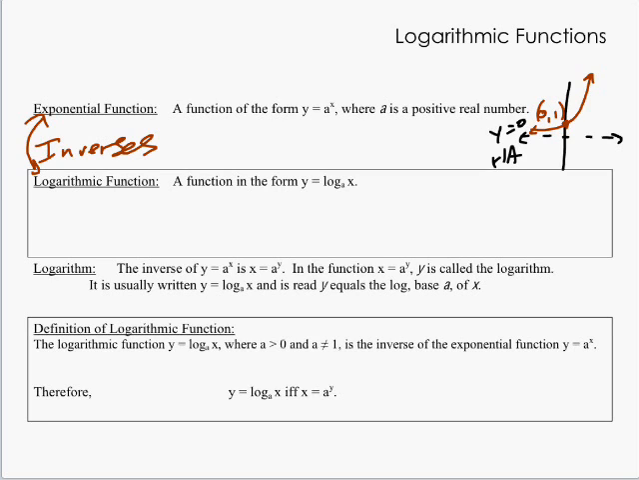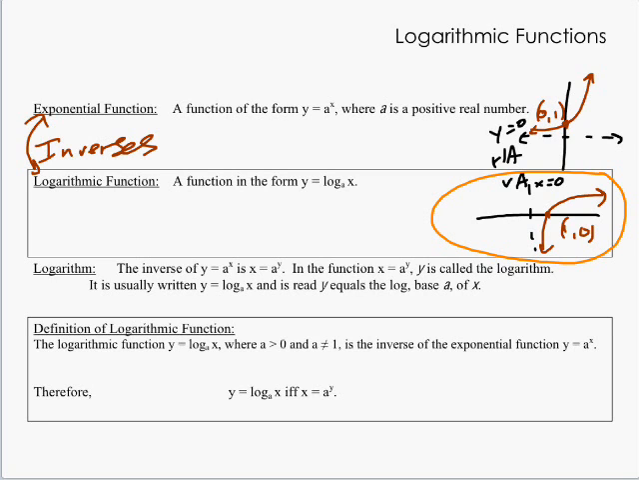So if this above graph here is an exponential function, a logarithmic function looks like the following. The horizontal asymptote becomes a vertical asymptote at x equals 0. And instead of crossing the y-axis at 1, it crosses the x-axis at 1. So what you see here is the basic shape of a logarithmic function.